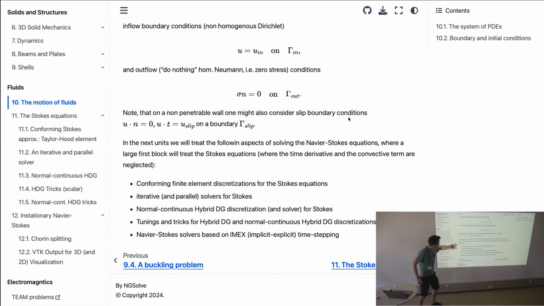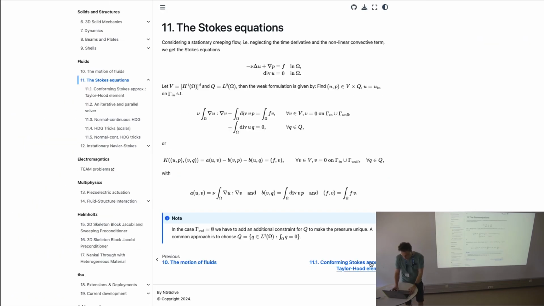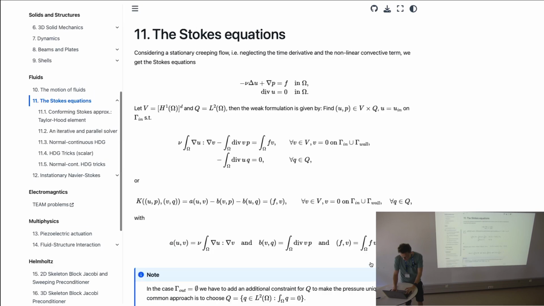So the roadmap is that we want to start talking about the Stokes equation, then doing conforming discretizations, talking about iterative and parallel solvers, going to our more favored discretizations for this set of equations, the normal continuous, so H-div conforming discretizations. Then we'll discuss a few tricks and tweaks to get these methods implemented efficiently, and then we'll go to time stepping of these methods. Okay, so first simple step, we go to Stokes equations.